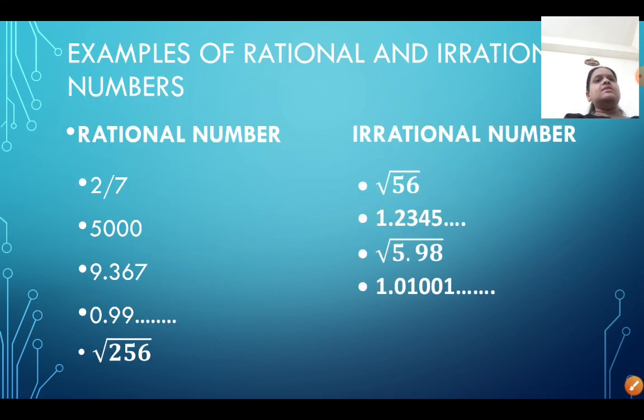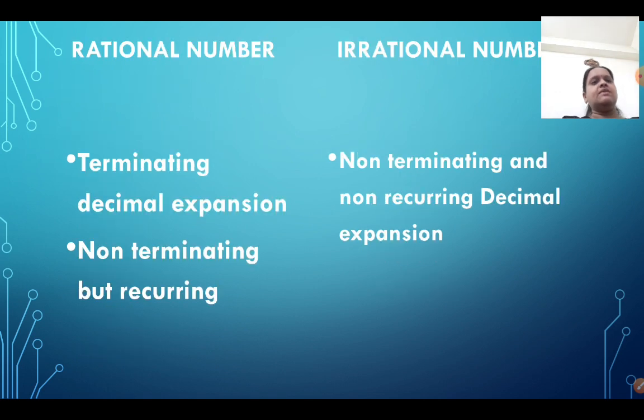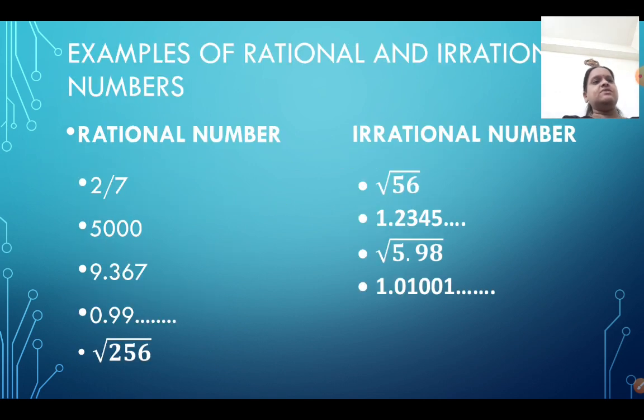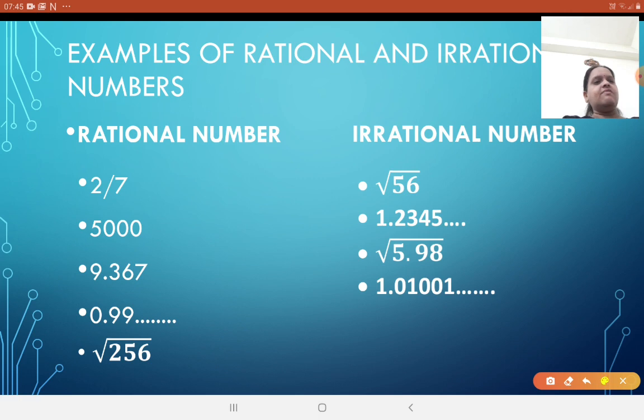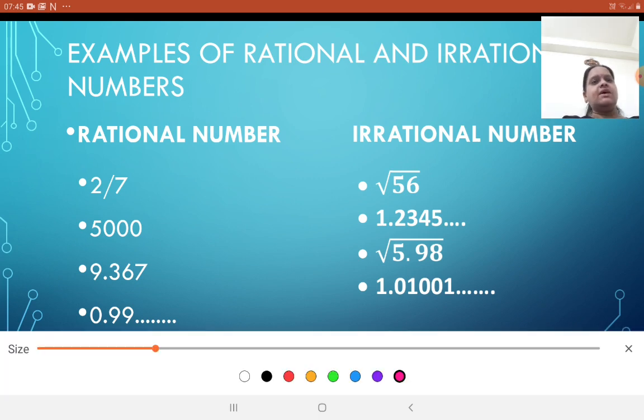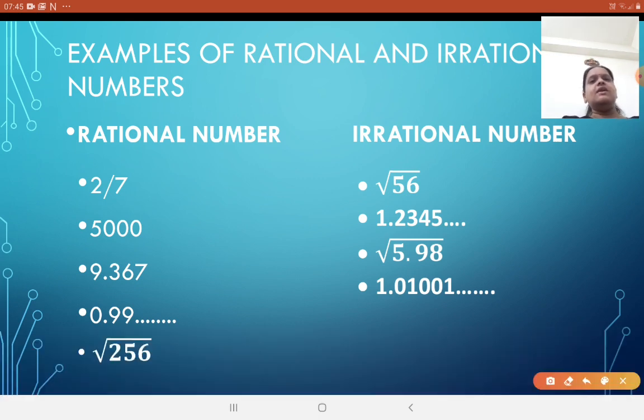The next one, the examples of rational and irrational numbers. Yes, so if you remember, I will just recollect that. The first number is 2 by 7. If you just divide the number 2 by 7, you will get a number that is non-terminating but recurring. Therefore, it is a rational number.